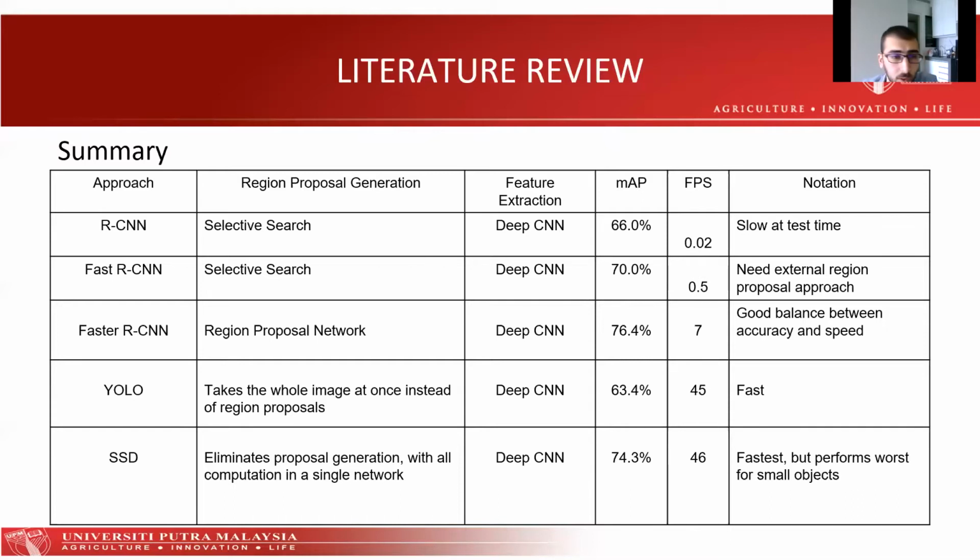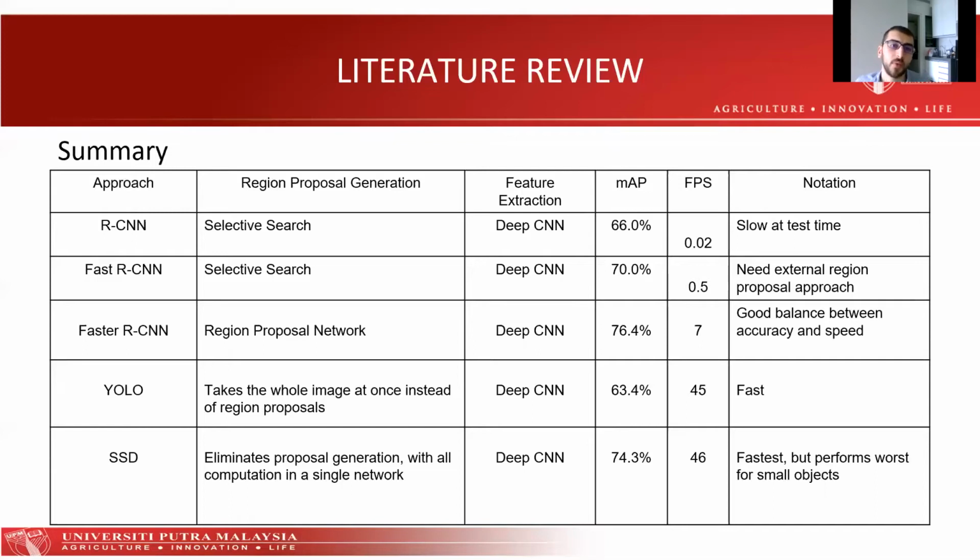RCNN was slow in time. Fast RCNN needed an external proposal approach. Faster RCNN had a good balance between accuracy and speed. YOLO, You Only Look Once, was fast. Single Shot MultiBox Detector was the fastest. However, it performed poorly with smaller objects.